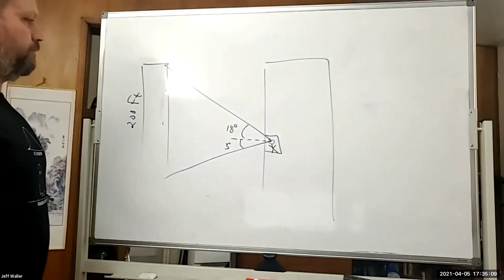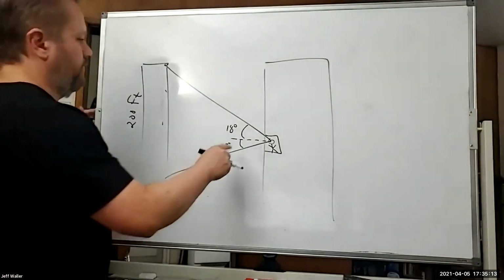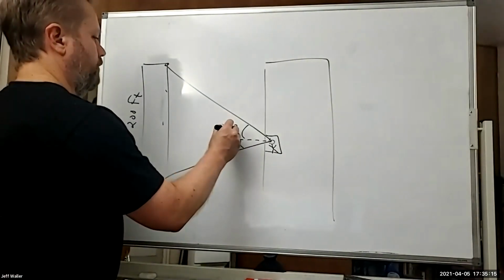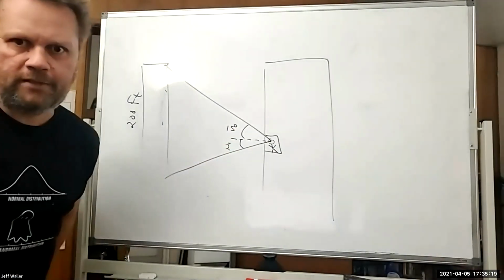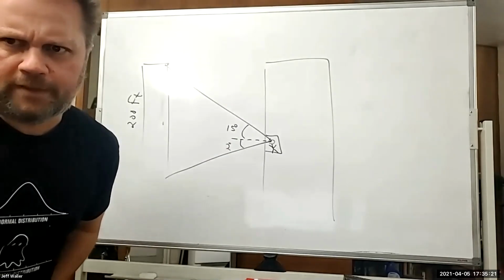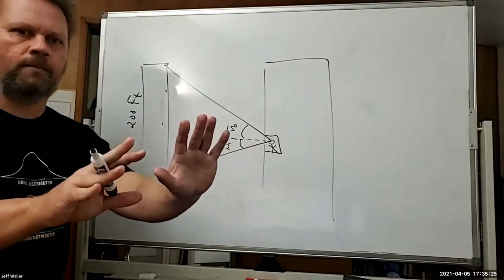I love this problem. Wait, did I mix up two things? Yes, I did. Jeff, sorry. Number 49 is almost the same as number 48. I'm looking at 48, right? Yes. So it's 15 and 2. Okay.